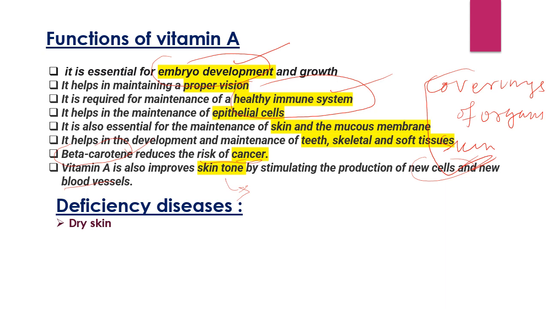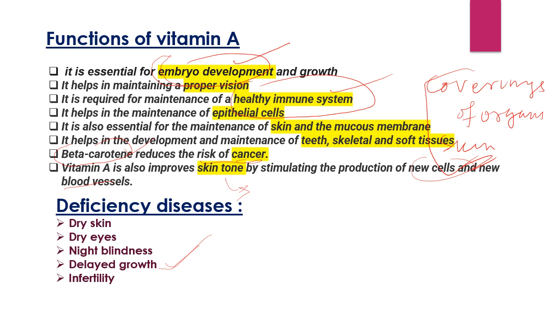Our skin becomes dry in the absence of vitamin A. Next, our eye also becomes dry as it is responsible for secretion of the mucus. It also causes night blindness. Fourth, it is also responsible for delayed growth. Next, it also causes infertility. As you know that it is responsible for embryo development, so in the absence of vitamin A, infertility takes place.